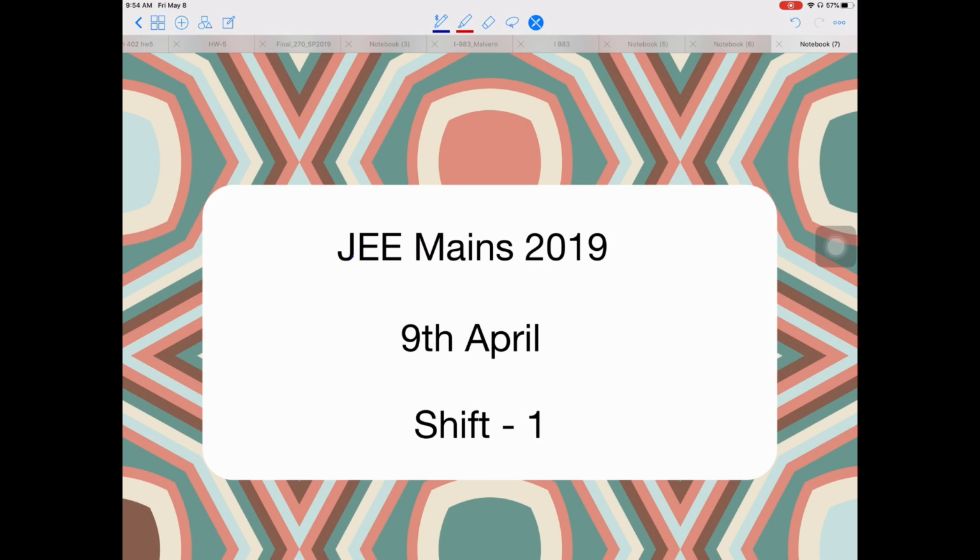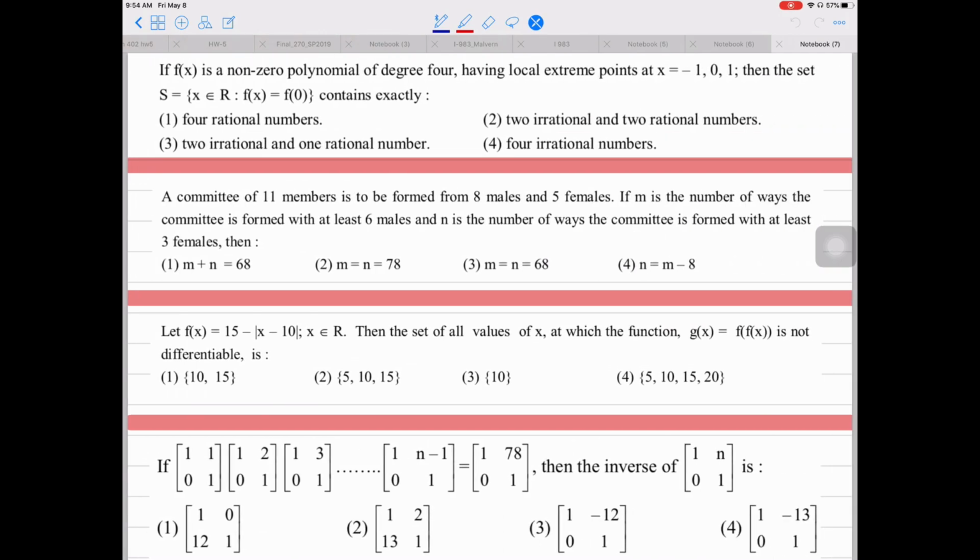So today I'm going to solve JEE Mains 2019 from 9th April Shift 1, and here are the questions that we're going to solve today. So the first question that we are going to solve is from the chapter of functions. I also had one question from functions in the last video, and a lot of people told me that they want more examples, so I'm including this question.